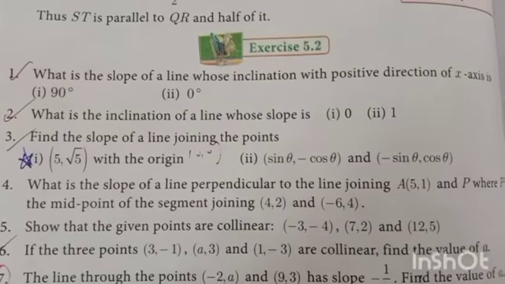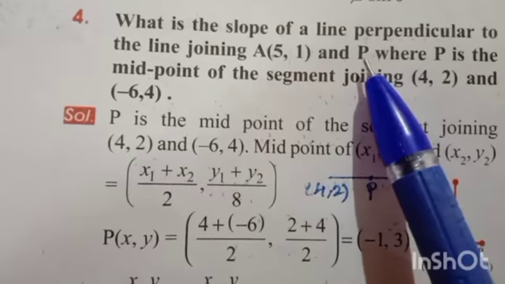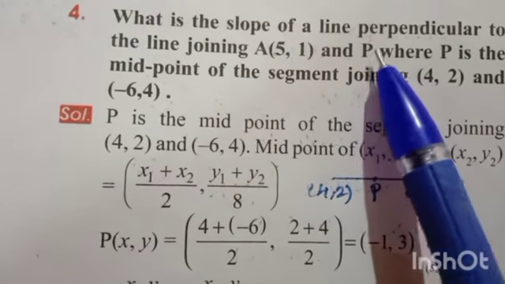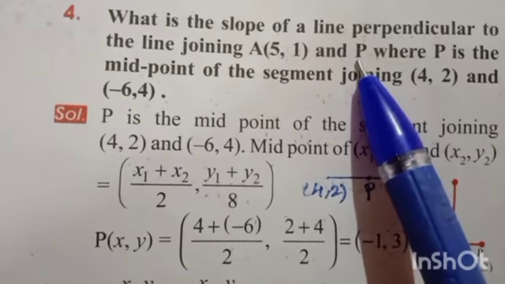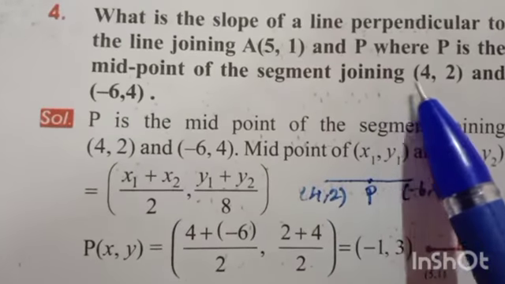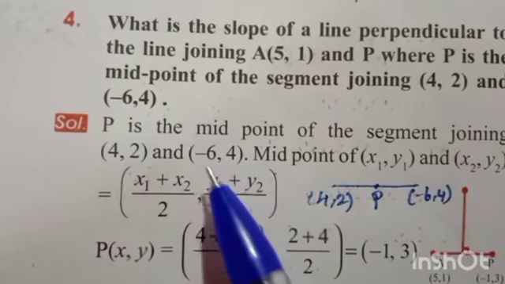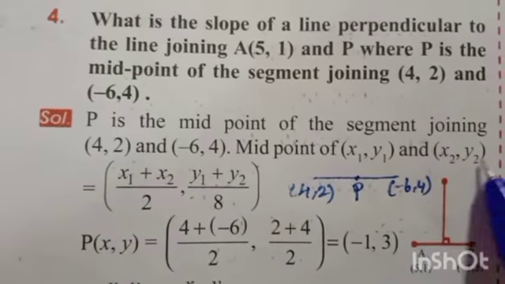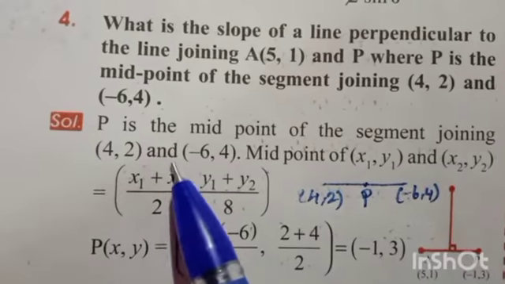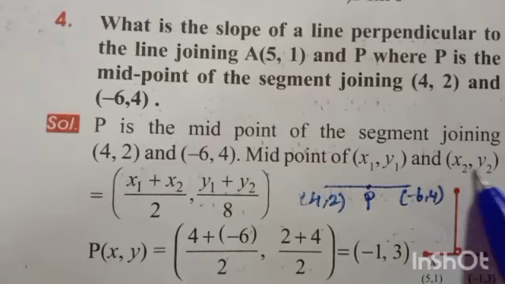Okay, students. Listen, first you have to find the coordinates of P. Here it is mentioned that P is the midpoint of the segment joining (4, 2) and (-6, 4). You have to take this from the question. Now you have to write the formula.